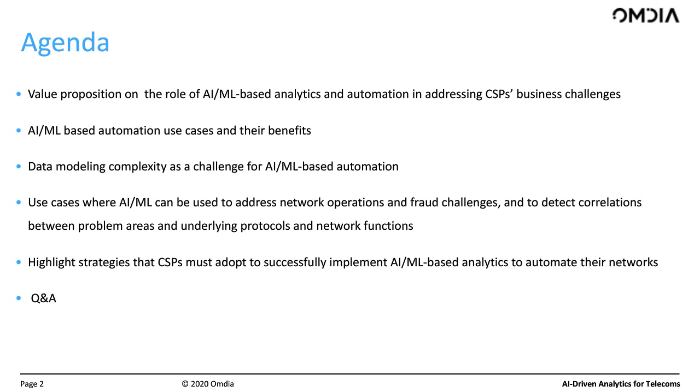My co-presenter from Ribbon Communications will then provide a deep dive into the use cases for AI and ML-based automation, addressing network issues such as network operations challenges, fraud challenges, as well as use cases that detect correlations and problem areas around network protocols and functions. We'll then wrap up the presentation looking at strategies that operators must adopt to successfully implement AI and ML-based automation. There'll be a Q&A session at the end of the presentation.